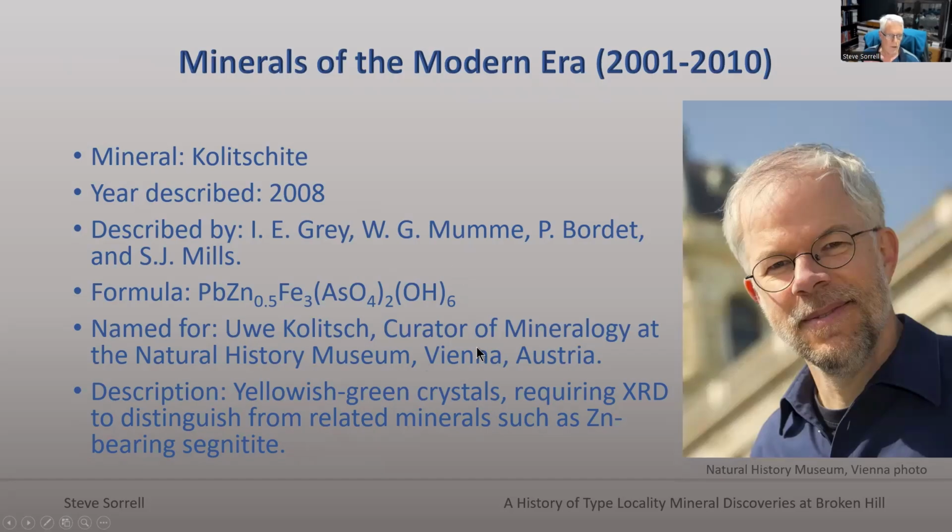With a college, it got his name attached to a mineral from Broken Hill as well. He's based in Austria, and he spent a bit of time in Australia in the early 2000s. I got to meet him a couple of times, and again, colloidite is described as yellowish green crystals, but they require XRD to distinguish from related minerals such as segnetite. And again, you can see the lead and iron with a bit of zinc in it, and another arsenate.